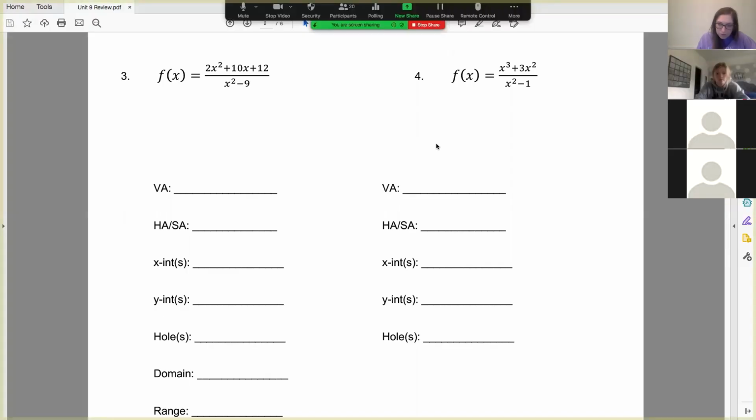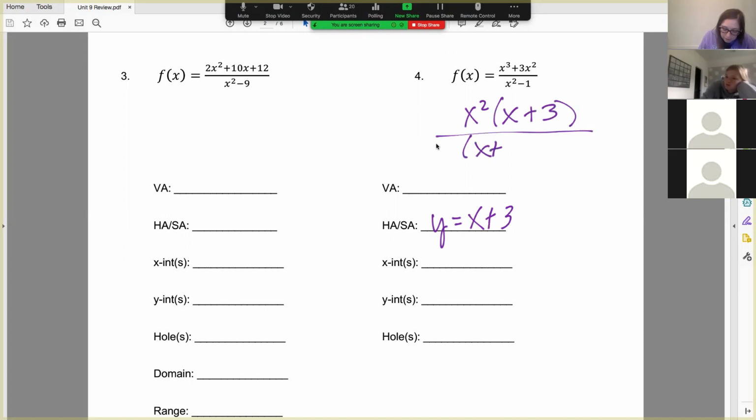Okay, number 4, we already established that the slant asymptote was x plus 3, so I'm not going to go through that part again. So this is the factored form of the number 4. Nothing canceled, so I don't have any holes. So then I have 2 vertical asymptotes. One would be at -1, one is at +1.